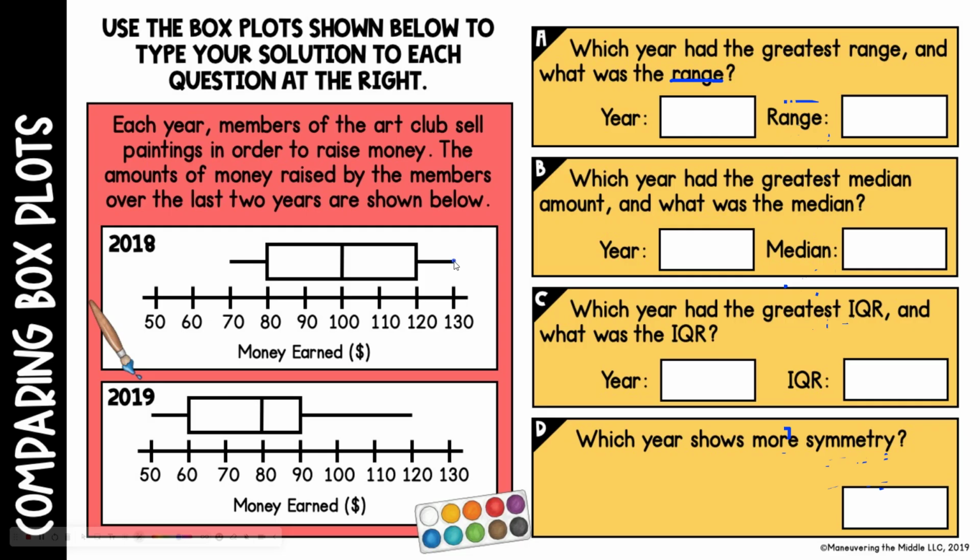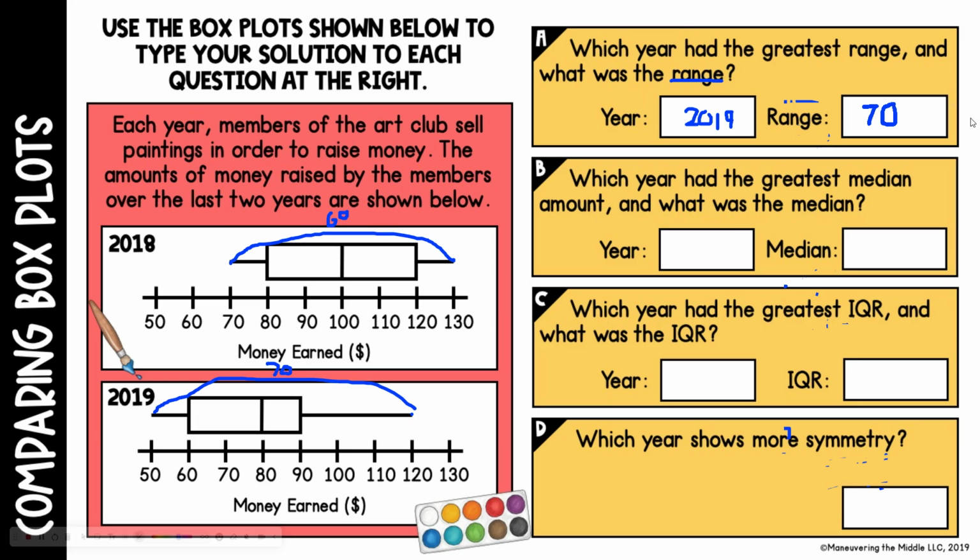So 2018, we would go 130 minus 70. That would be 60. I guess I could just write that on here for now. Then if we find the range of 2019, that's 120 minus 50, which would be 70. So 2019 had the bigger range, and you might be able to tell just by looking at it because it's the wider box plot. So sometimes it's pretty obvious. 2019 had a range of 70.